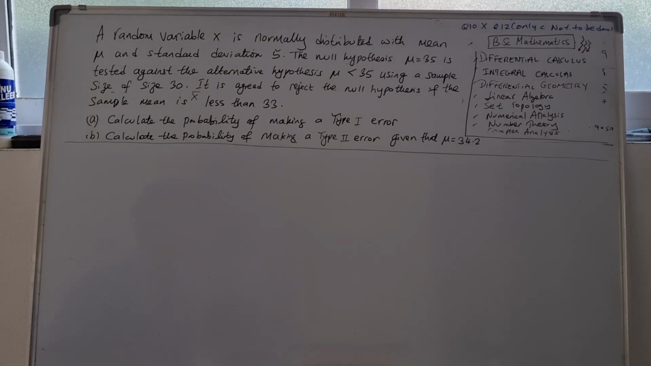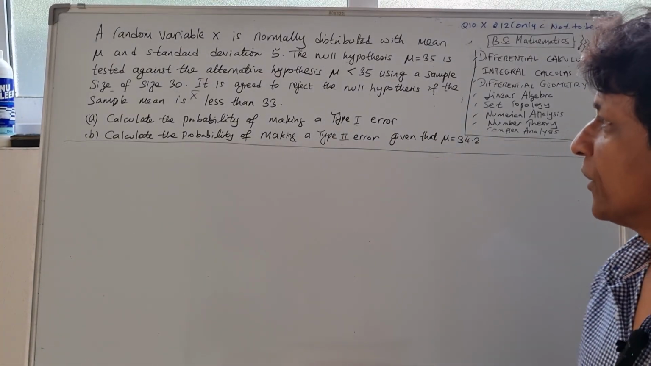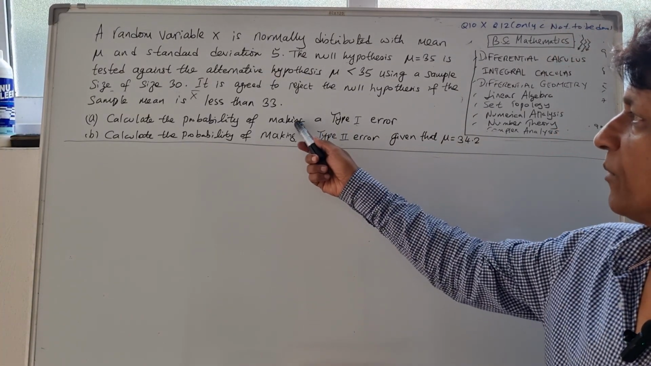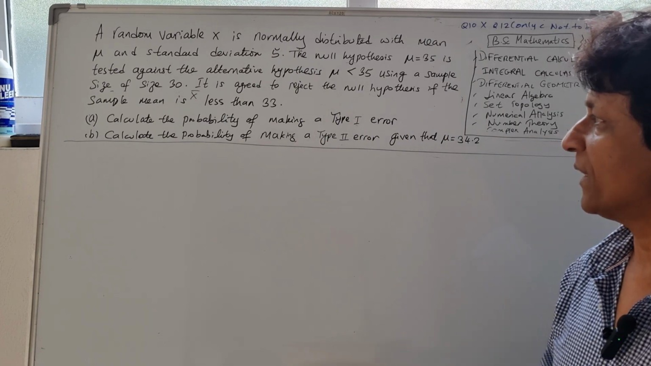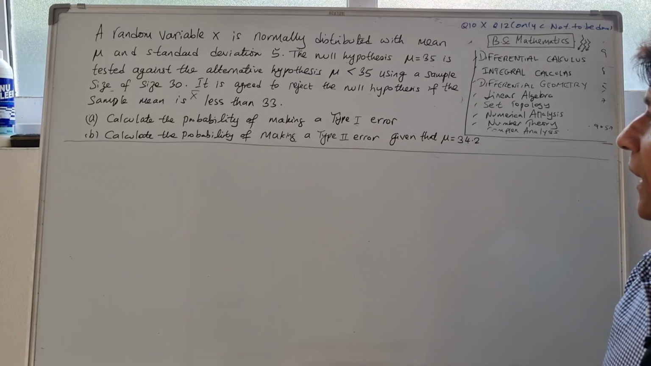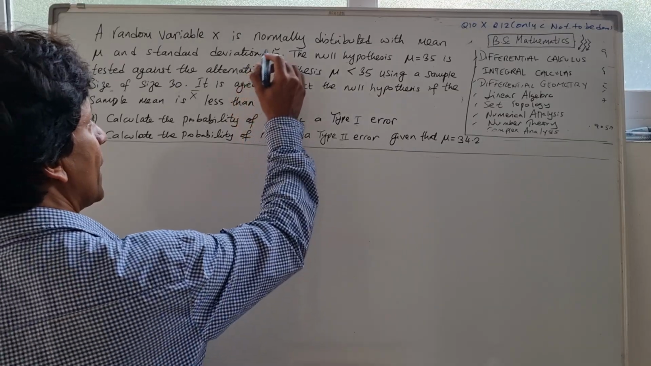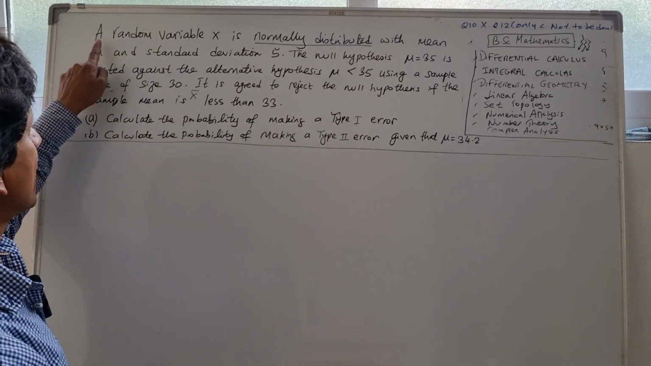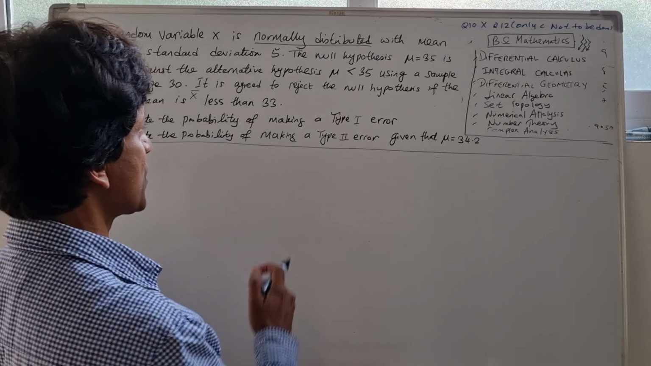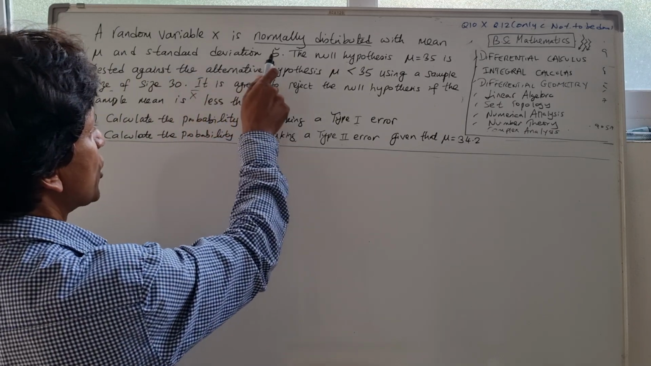Hi there. Today we're going to look at a question which is based on how we are going to calculate the probability of a type 1 error as well as the probability of making a type 2 error, and this is for a normally distributed situation. A random variable x is normally distributed with mean mu and standard deviation 5.